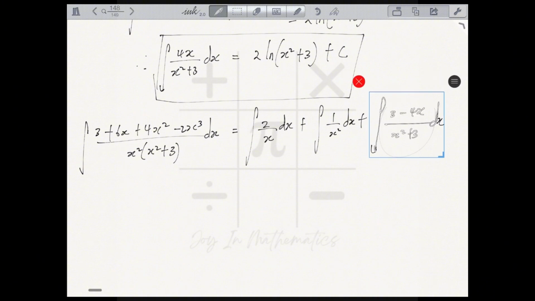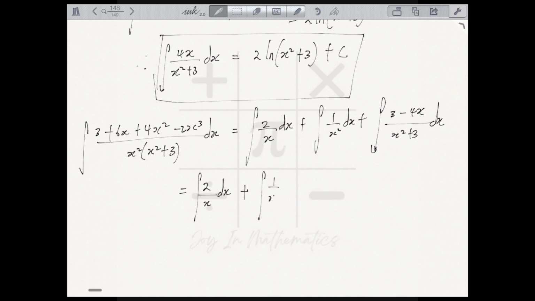And we saw that this was split into 2, and we can do the same here. That will give us the integral of 2 over x with respect to x plus the integral of 1 over x squared with respect to x plus the integral of 3 over x squared plus 3 with respect to x and minus the integral of 4x with respect to x.